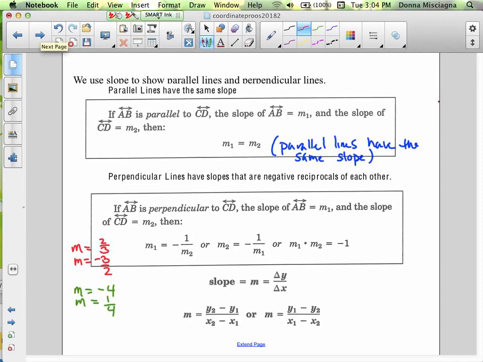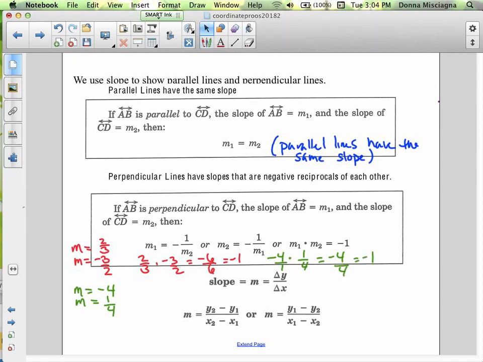So let's see if that's true. So we have 2/3 times -3/2. So 2 times -3 is going to be -6. 2 times 3 is 6, and that reduces to -1. Right? So you can always check it this way. You don't have to, but you can. Let's try it with the other slopes. -4, and I'm just going to put a 1 in the denominator as a placeholder, times 1/4. -4 times 1 is -4. 1 times 4 is 4, and that reduces to -1. So you see, the products of the slopes of two perpendicular lines is always -1.